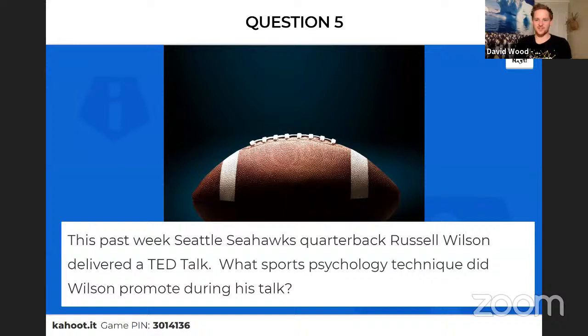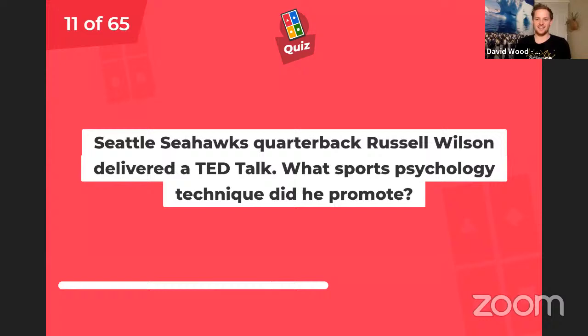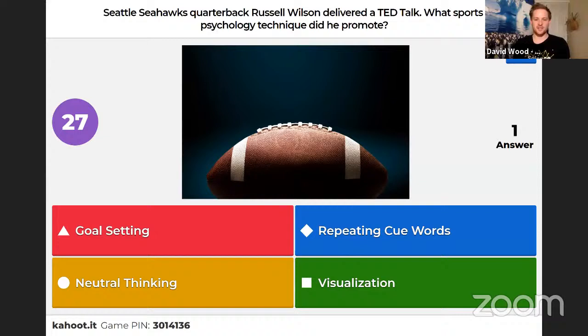Question five, this is a local one. This past week, Seattle Seahawks quarterback Russell Wilson delivered a TED Talk, and you should check it out. What sports psychology technique did Wilson promote during his talk? It was the subject of Wilson's TED Talk. Was it goal setting, repeating keywords, neutral thinking, or visualization?